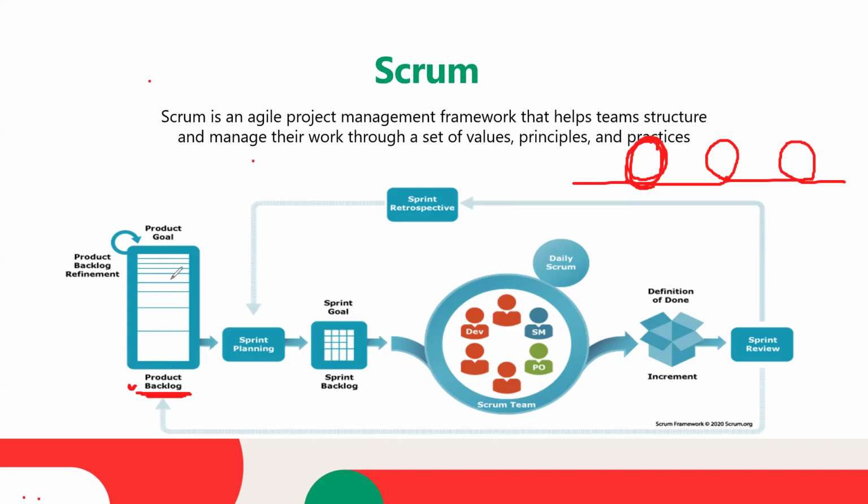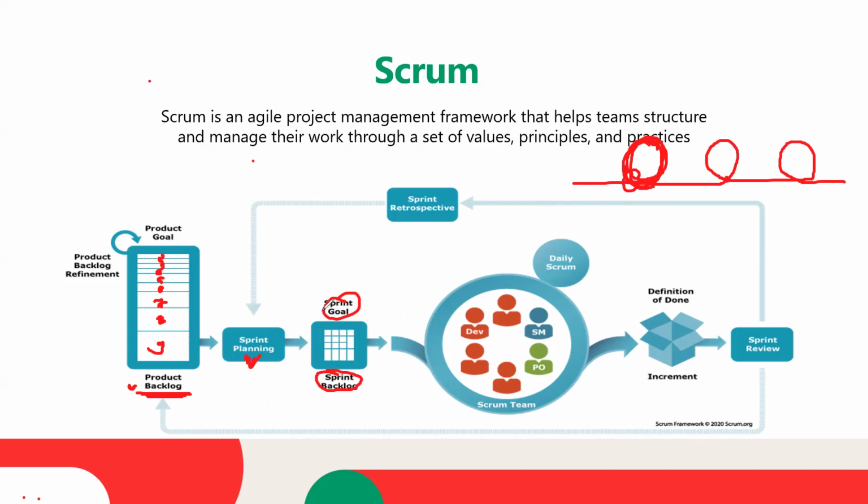So here you can see in the product backlog we have multiple tasks: 1 2 3 4 5 6 7 8 9. Few tasks are smaller, few are bigger. They will have different priorities and things. Whenever our sprint starts, it starts from the sprint planning phase. So what do we do in sprint planning? We create the sprint goal and we create the sprint backlog.